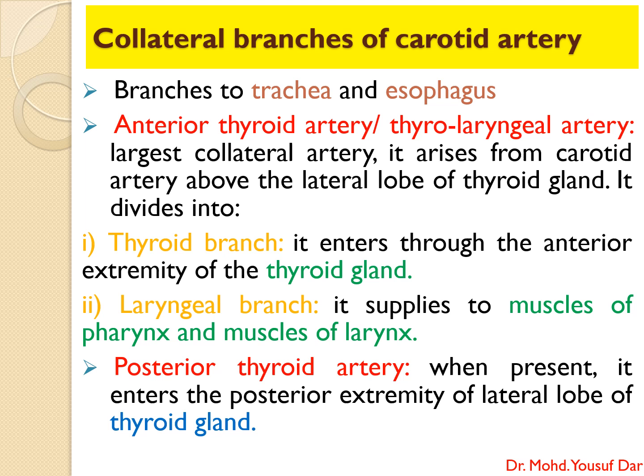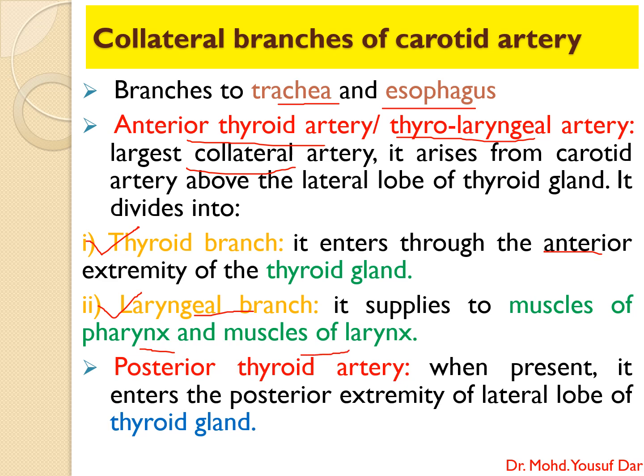Now coming to the collateral branches of the carotid artery. The carotid artery gives branches to the trachea and esophagus. It gives the anterior thyroid artery and the thyrolaryngeal artery. The thyrolaryngeal artery is the largest collateral branch of the carotid artery, and it divides into a thyroid branch and a laryngeal branch. The thyroid branch enters through the anterior extremity of the lateral lobe of the thyroid gland, while the laryngeal branch supplies the muscles of the pharynx and the muscles of the larynx.